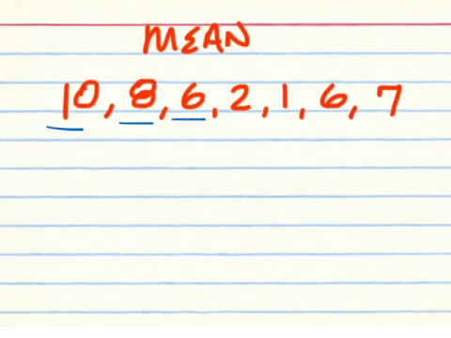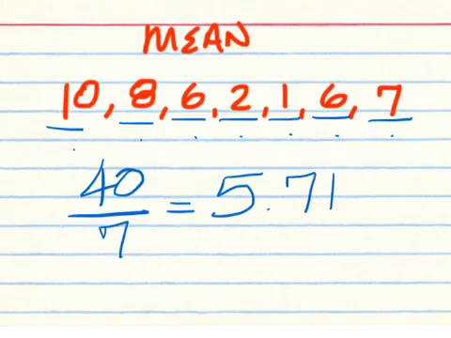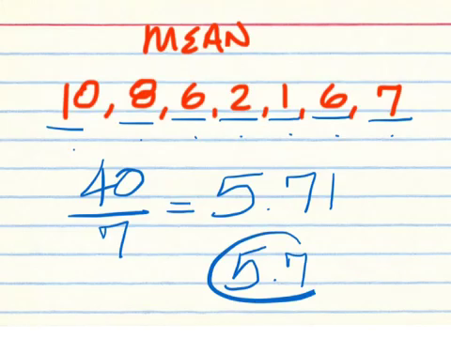Add these up: 10, 18, 24, 26, 27, 33, and then 40. We have 1, 2, 3, 4, 5, 6, 7 numbers. Divide by 7. 7 into 40 5 times with 5 left over. And 7 into 50 7 times. 1 left over. And then 7 into 10 once. 5.71, and round that to the 10th place to get 5.7. Add up the numbers, divide by the number of numbers, round to the 10th place. That gives you the mean.